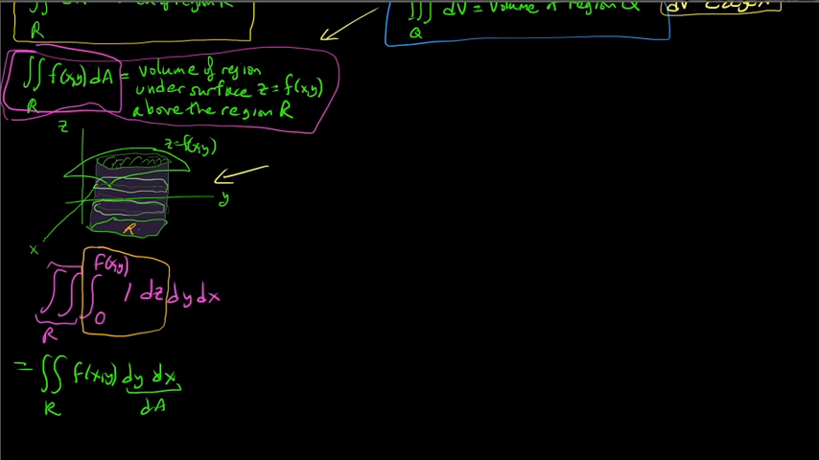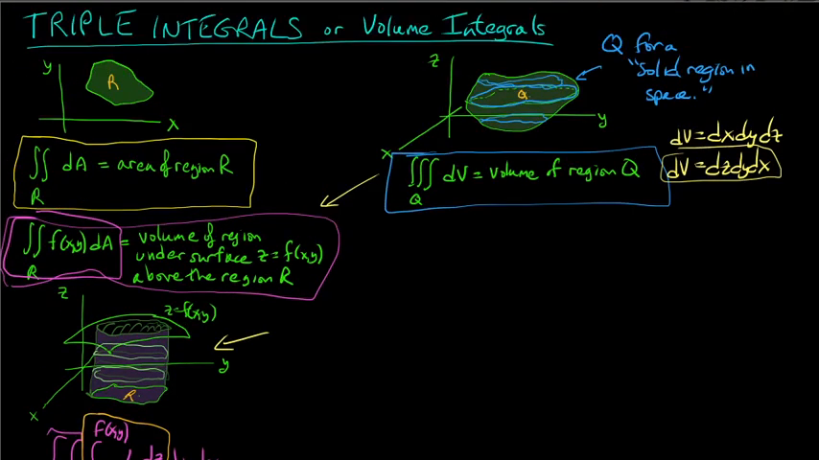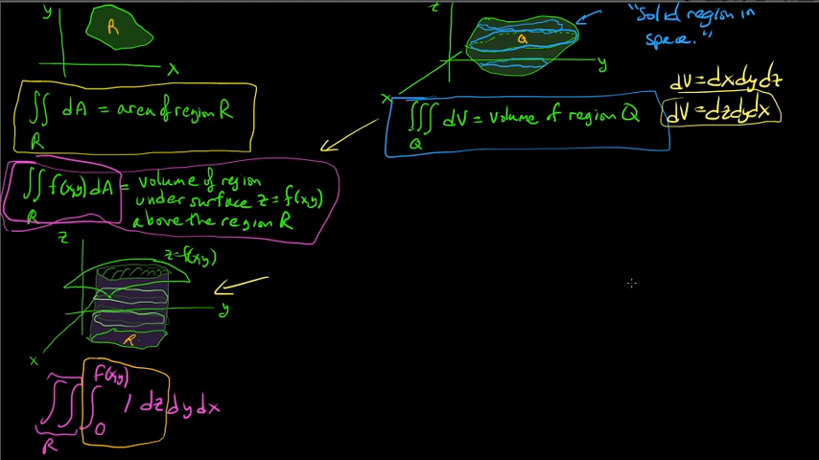Just keep in mind that that only works for the region that's underneath the surface. This region Q up here does not look like it follows that pattern here, right? It's not a cylindrical column, right? Okay, right. So now comes the tricky part.